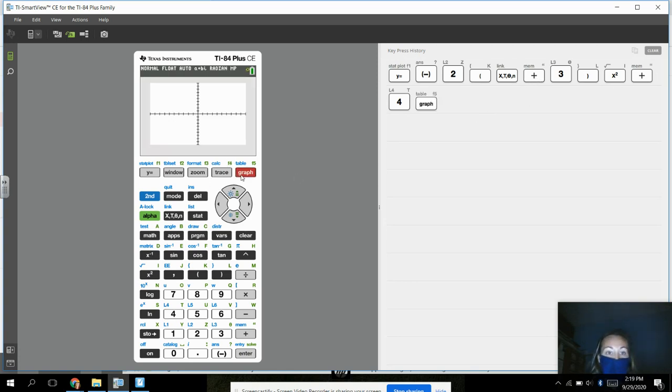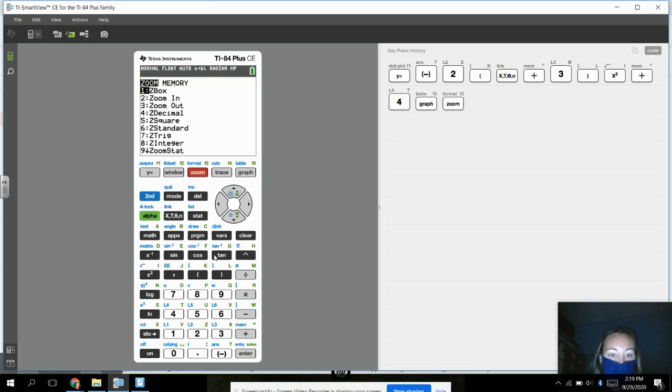All right, I'm going to hit graph. Your graph might look a little different, depends on what your window is. In order to see just the standard window, you're going to go zoom 6. And then that'll take you back to the standard 10 by 10 if you weren't already there. All right, we are going to look for the vertex value, which, if you can look at this parabola, is the top of the parabola. So this is the maximum.